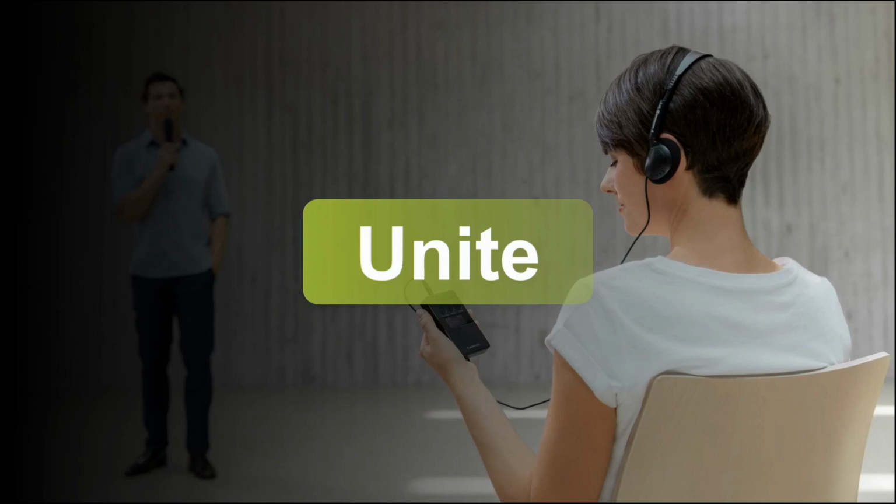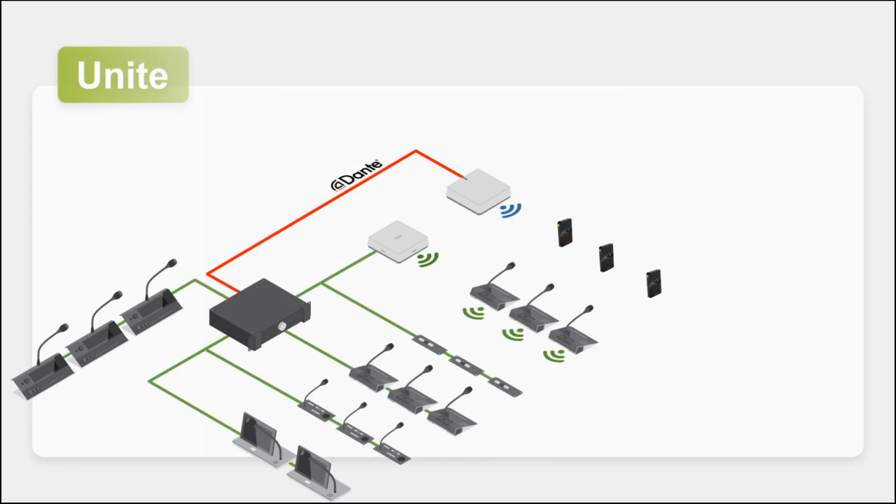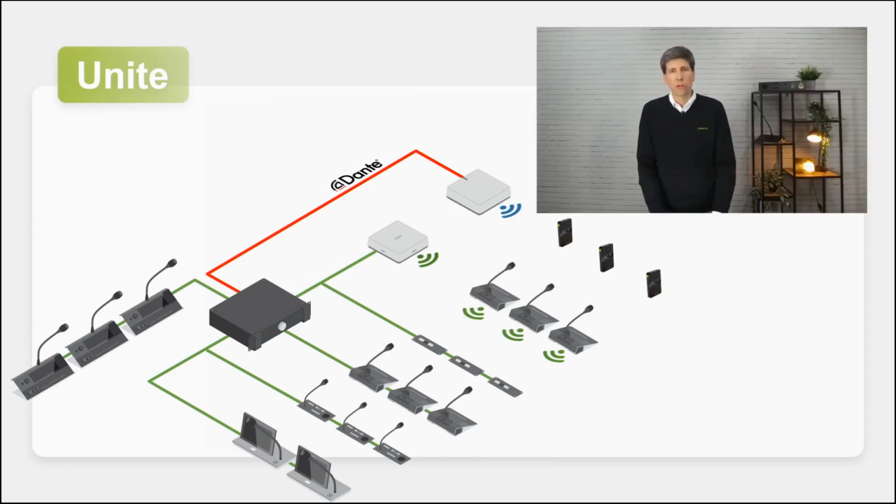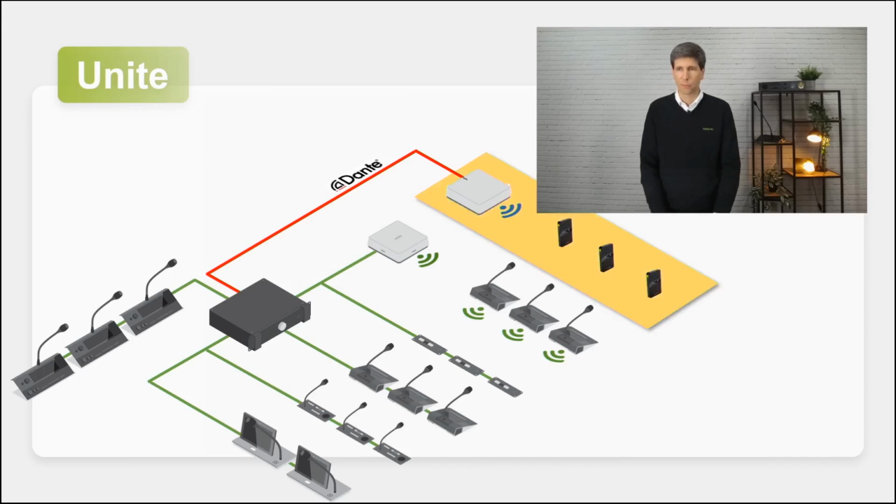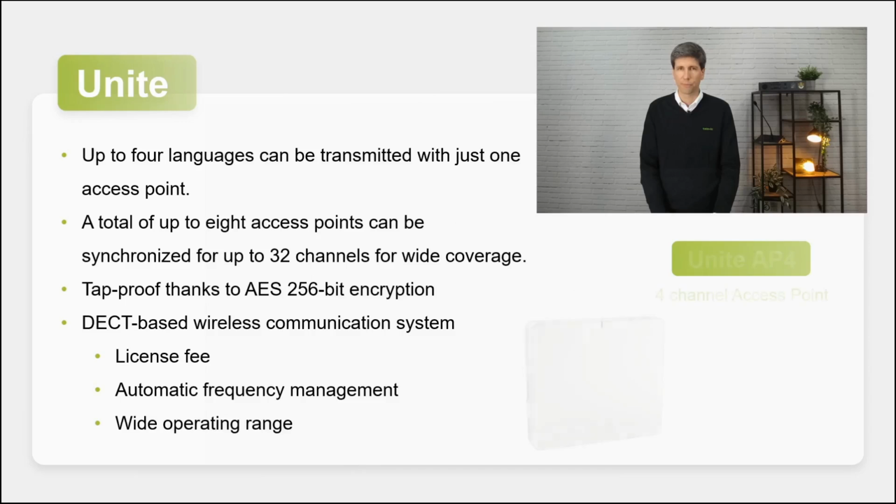Another way to do language distribution is on Unite. Unite is a digital wireless communication system that allows people to communicate and to interact with each other in a wide range of applications, such as guided tour systems, wireless presentations, but also interpretation and language distribution. And that's what we are talking about here. So if you connect an access point of Unite through Dante with our central unit, you can distribute the languages towards the receivers of Unite. So that's what we see here in our scheme.